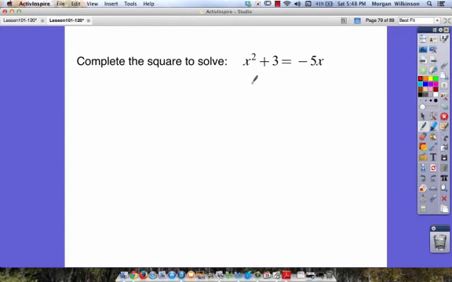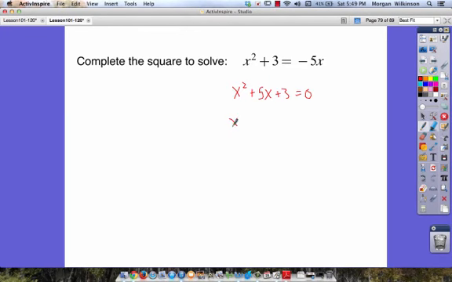Alright, we're going to complete the square to solve this one. If we set it up in our other format, let's look at why we need to complete the square first. X squared plus 5x plus 3 equals 0. The reason we need to complete the square is there's nothing that can multiply to 3 and add to 5. So we've got to have another method. Completing the square is another method that we can use.